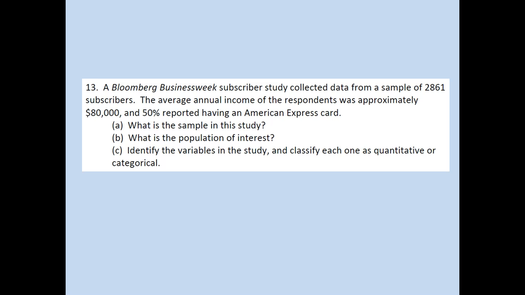Then the population of interest, once you have the sample, I don't think the population's too bad. And then part C, the variables in the study, there are 2 of them. So you should have 2 variables and identify each one as quantitative or categorical.